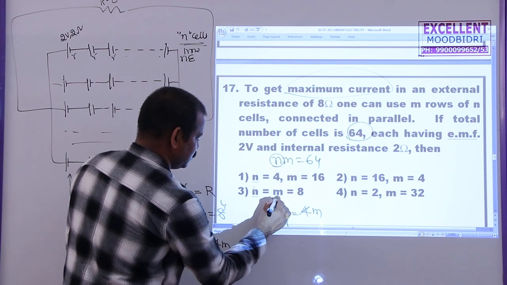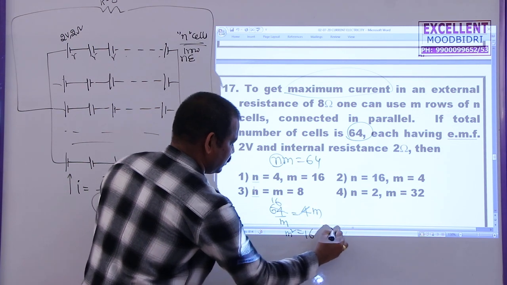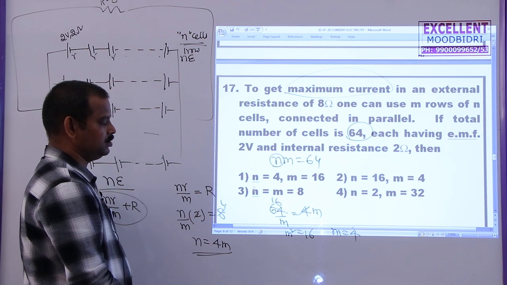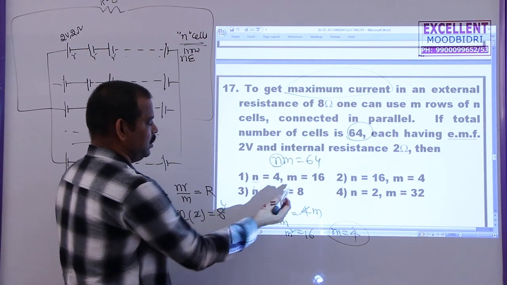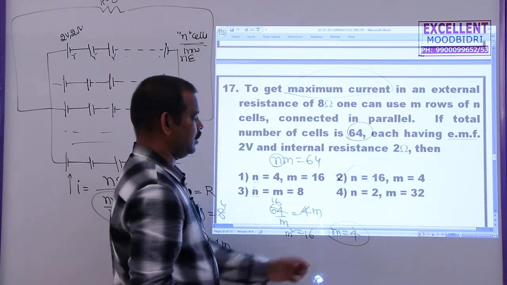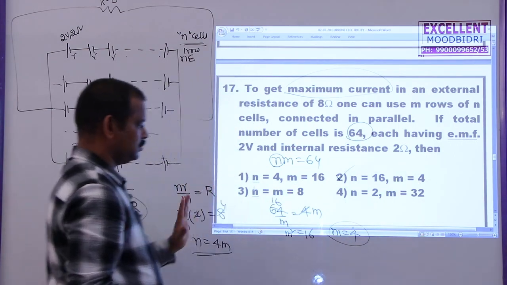So 4 into 4 is 16. So m square will be 16. m is equal to plus or minus 4, but I will take only the positive value. So here I got m is equal to 4. Now you can check the options: m16, m8, m32, m4. So option 2 is correct, as the multiplication of these two, 16 into 4, will be 64.